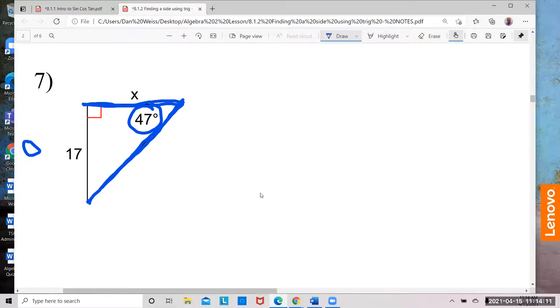Now, you know that this is the hypotenuse, yes? Because the right angle points to the hypotenuse. Does that make sense? That makes this here the adjacent. So we have opposite and adjacent, right? We're going to use tan, right?